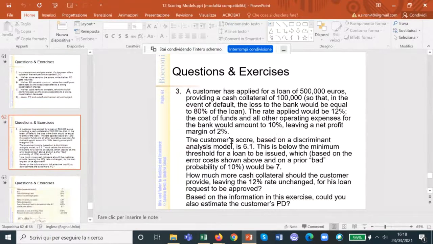It's B. Question 3. A customer has applied for a loan of 500,000 euros, providing a cash collateral of 100,000, so that in the event of default, the loss to the bank would be equal to 80%. So here it is already telling us what would be the cost of the wrong classification, i.e. the LGD, 80% of the loan. The rate applied would be 12%. The cost of funds and all other operating expenses for the bank would amount to 10%, leaving a net profit margin of 2%.